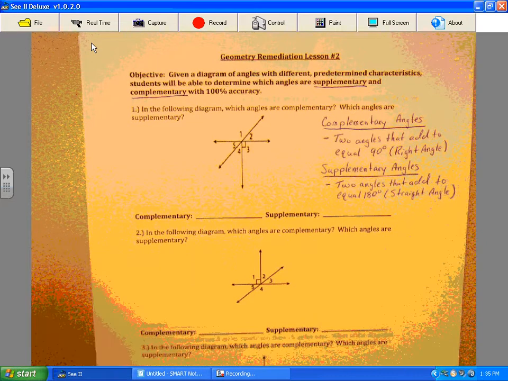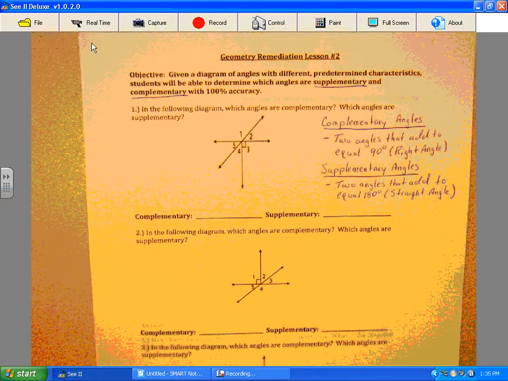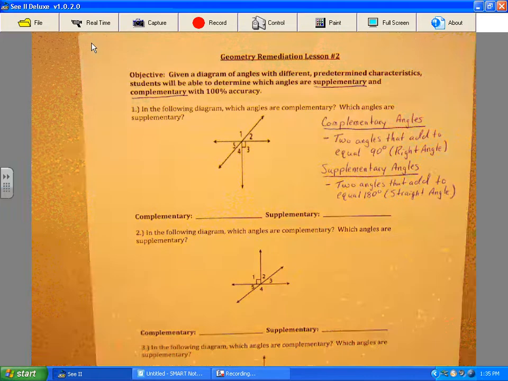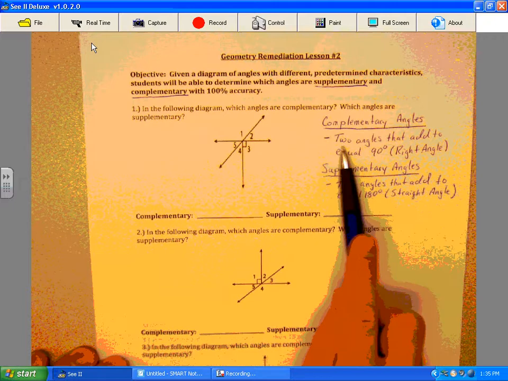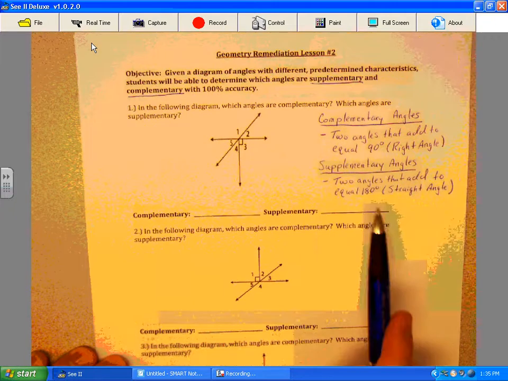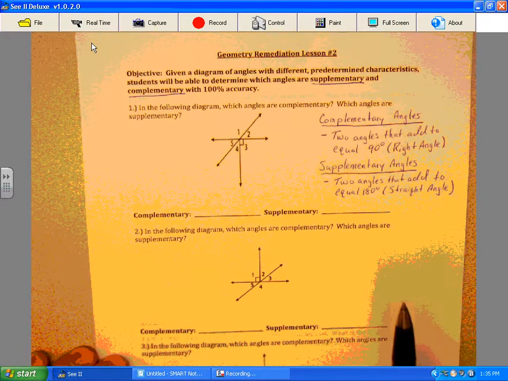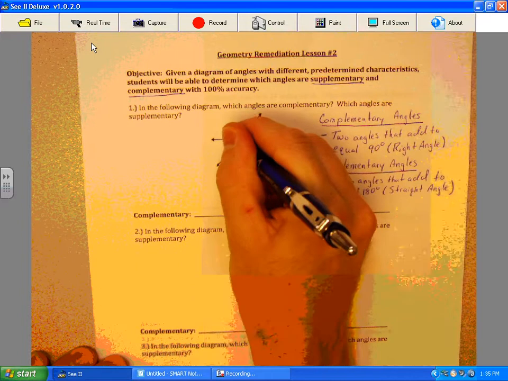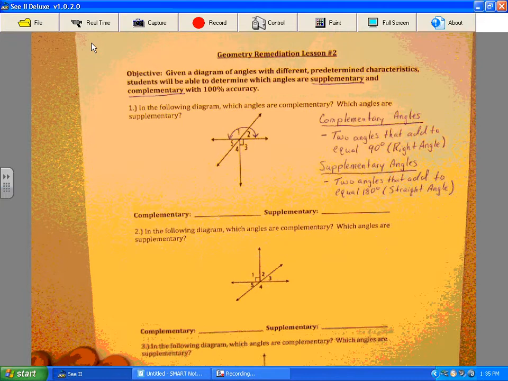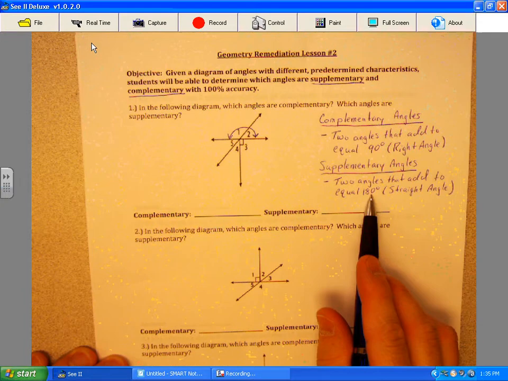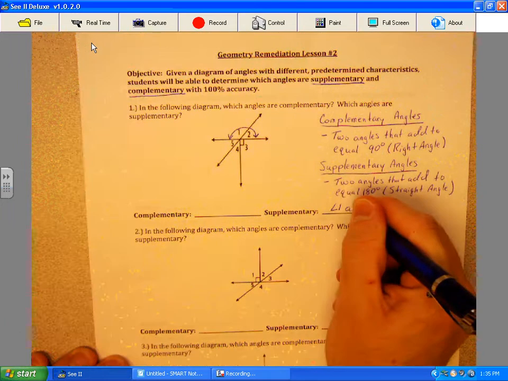Okay, so let's take a look at our first example here. In the following diagram, which angles are complementary, which angles are supplementary? Well, remember, complementary angles are two angles that add to equal 90 degrees, and supplementary angles are two angles that add to equal 180 degrees. So looking at angle 1 and 2, angle 1 and 2 combined form what we call a straight angle, which we know equals 180 degrees. So the pair of supplementary angles here would be angle 1 and angle 2.